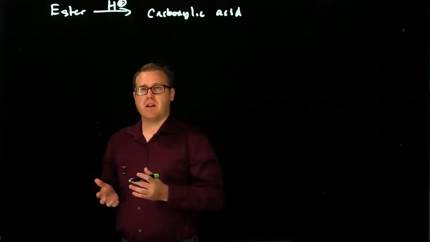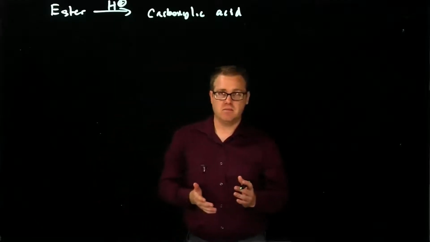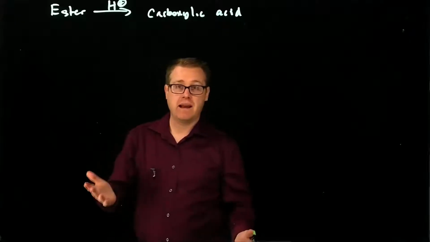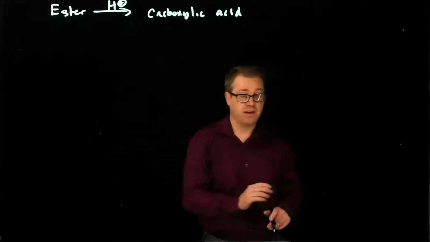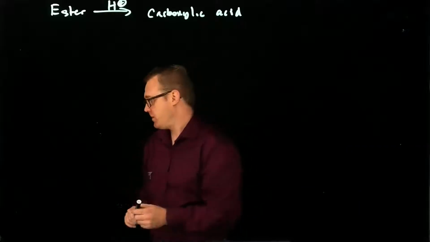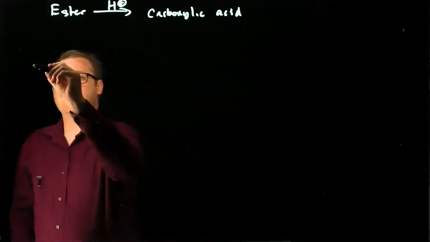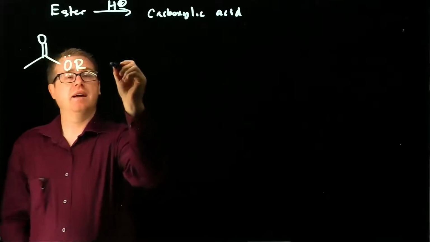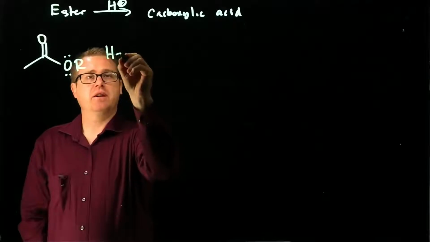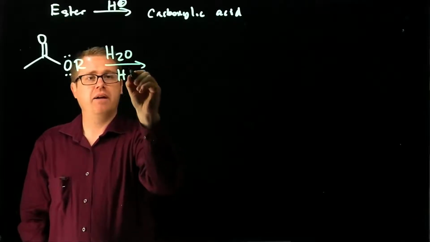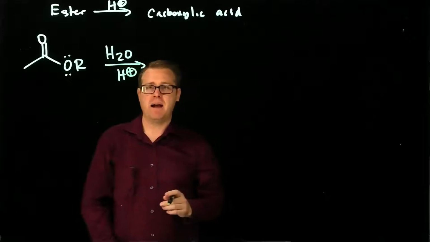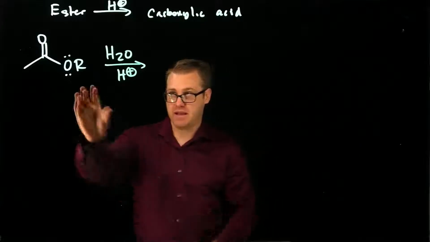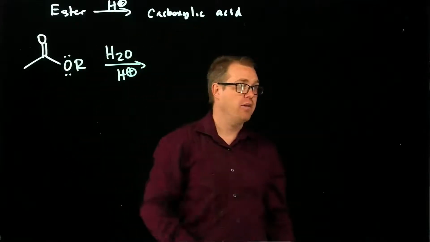So the purpose here is to go through the mechanism and get you guys more comfortable being able to look at a reaction condition and predict what mechanism you're going to use. So let's take a look at a generic ester. It looks like this. And let's treat it with some water, and we are going to have a small catalytic amount of acid. What is the mechanism to take this guy and convert it into a carboxylic acid?